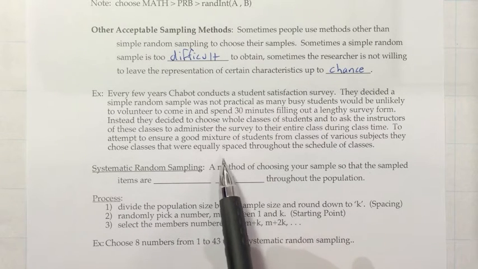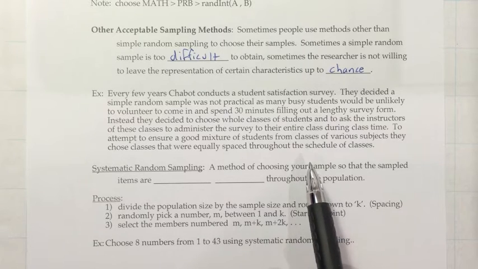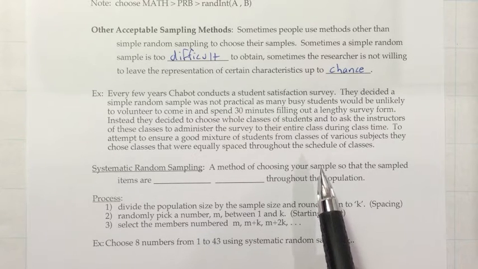And then when we talk about equally spacing through the schedule of classes, what we mean there is that maybe we chose something like every 30th class in the schedule. And then if there were 120 math classes and we chose every 30th class, we'd end up with 4 of those. And let's say that in the history department there were 60 classes and we chose every 30th class in the schedule, then we'd get 2 of those.